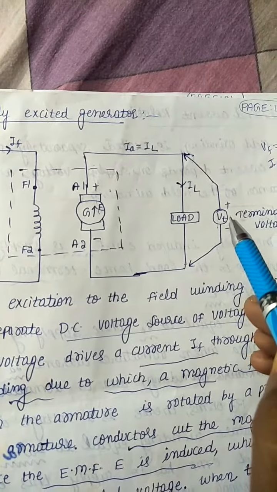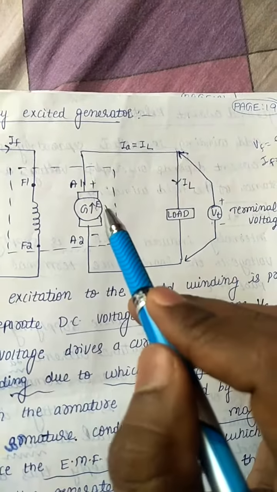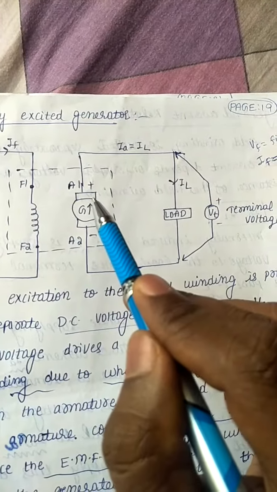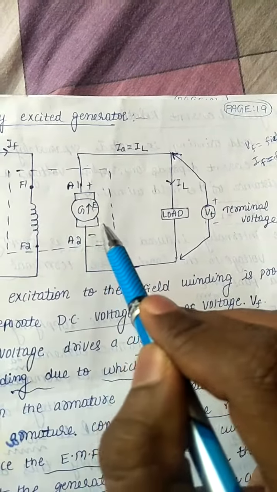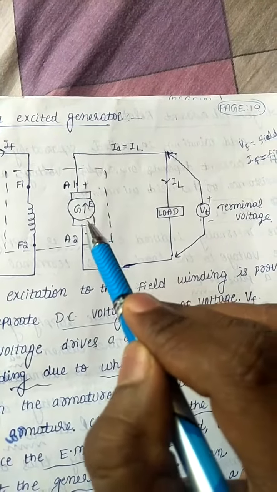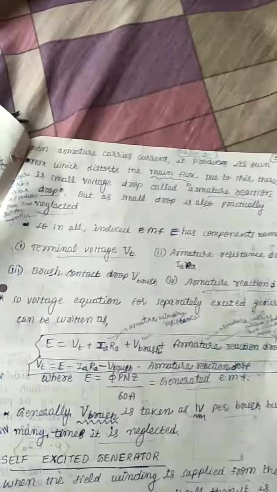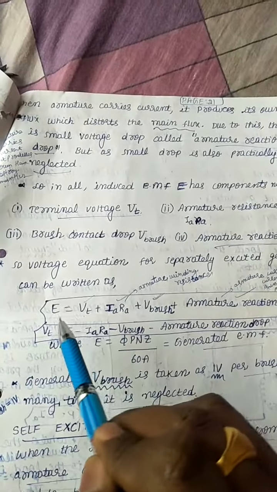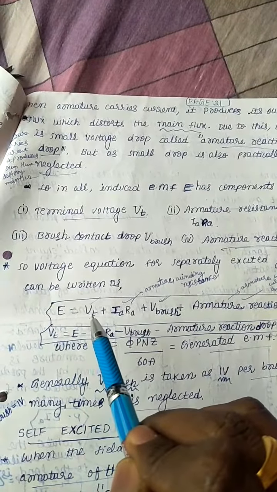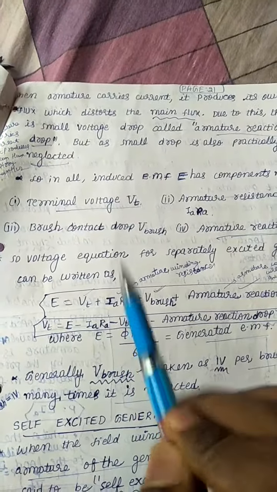Okay, Vt is not equal to E because you have certain voltage drops across the armature winding, and this is the brush, across the brush. So these voltage drops you have to consider. Therefore the induced EMF E equals terminal voltage Vt plus IaRa.